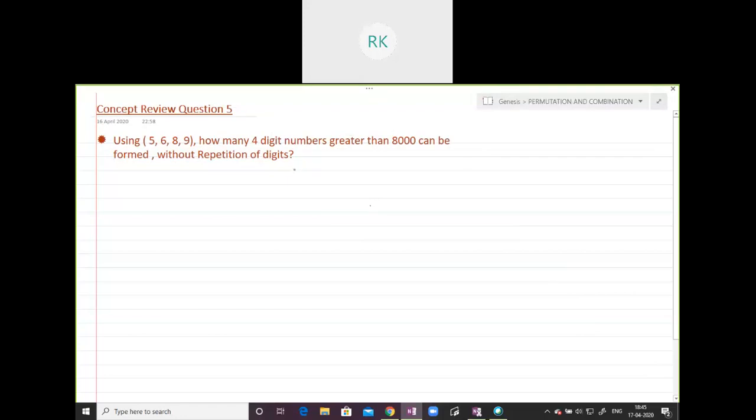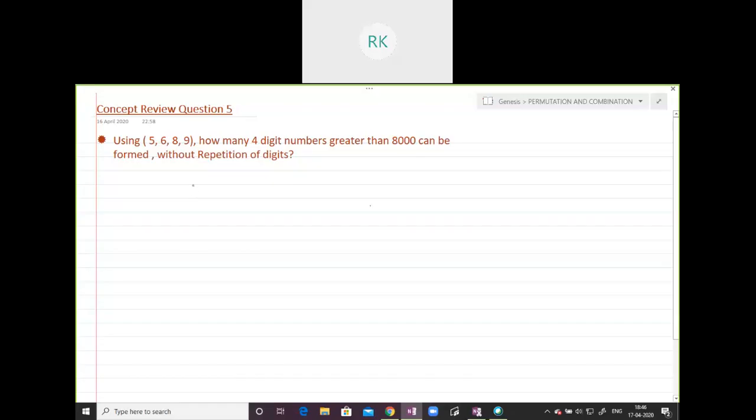Anybody? Anybody? 12. Dhanush got the right answer. Yes, Priyanka, very good. Srijit, Sanat Kumar, wonderful. Sanat, Srijit, wonderful. Right answer.